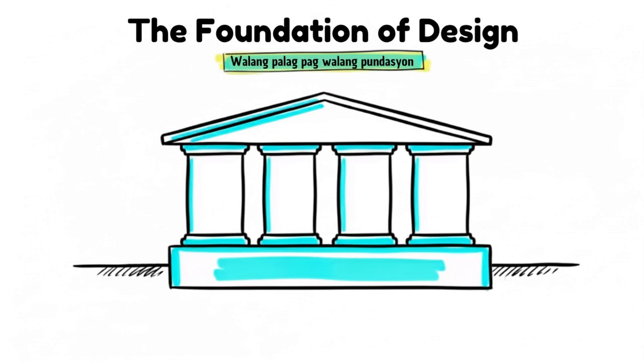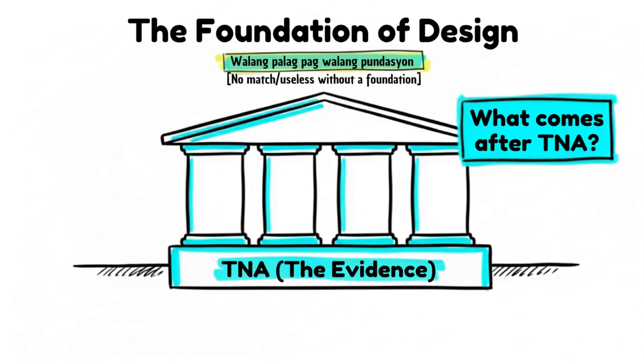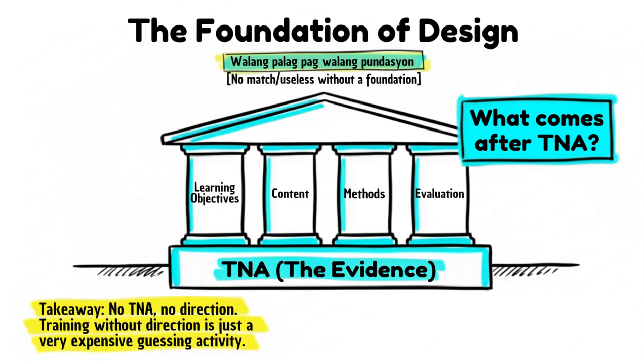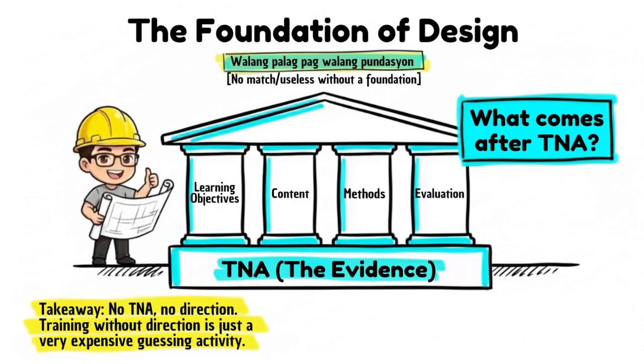Once the needs are identified, the results of the TNA become the basis for the training design. The trainer can now write objectives, choose content, select methods, and design evaluation tools. Without TNA, training design becomes random. With TNA, training becomes focused and purposeful. This is why TNA is the foundation of instructional design. In short, no TNA, no direction, and when training has no direction, it becomes a very expensive guessing activity.